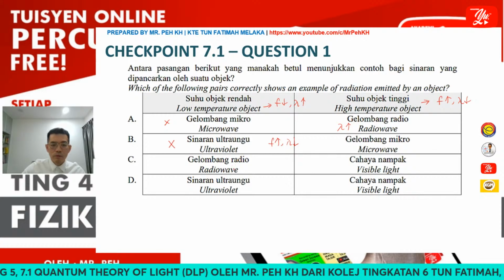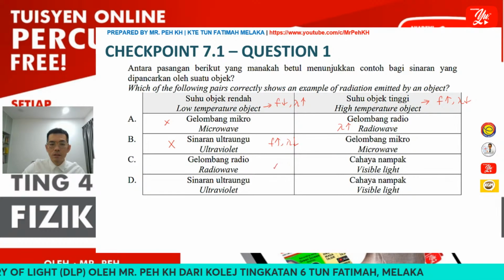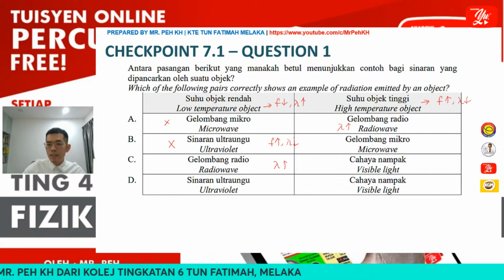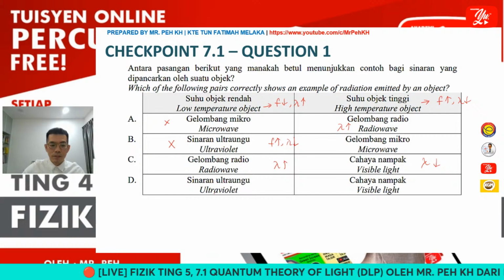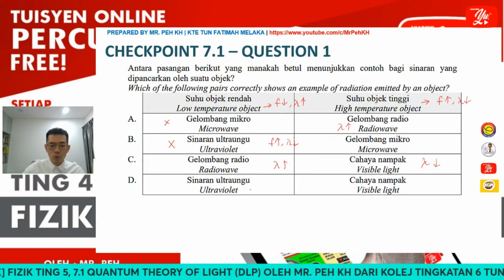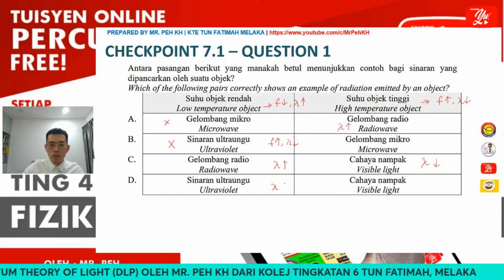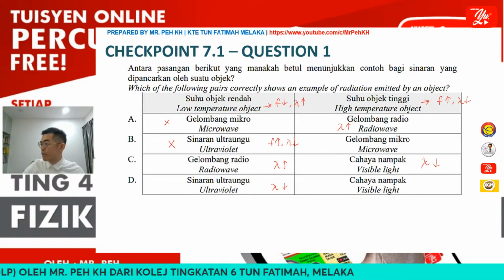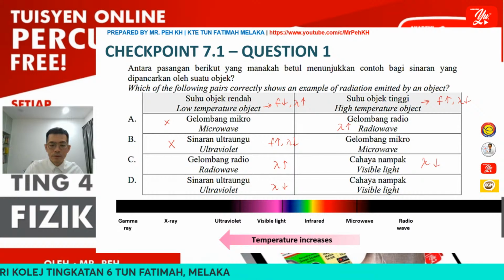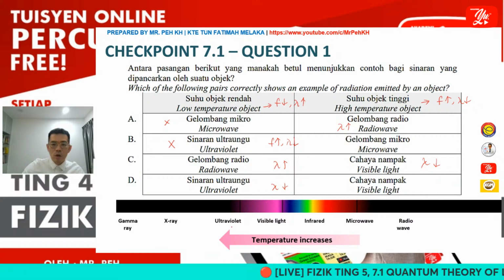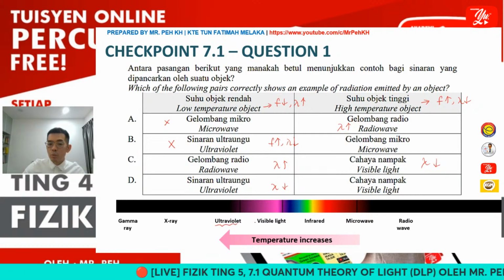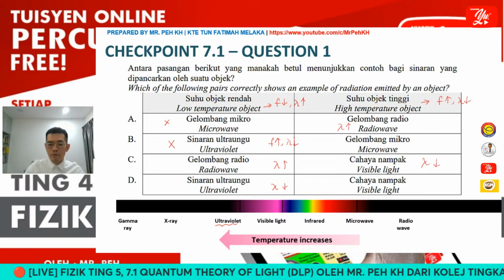Then for C, the radio wave has a longer wavelength, while visible light gives us a shorter wavelength compared with the radio wave. So the answer expected will be C. Then the ultraviolet ray for option D is shorter compared to visible light. So the answer is very clear, it will be C. As the temperature increases, the object will emit radiation with a higher frequency or shorter wavelength. So the answer here is C.